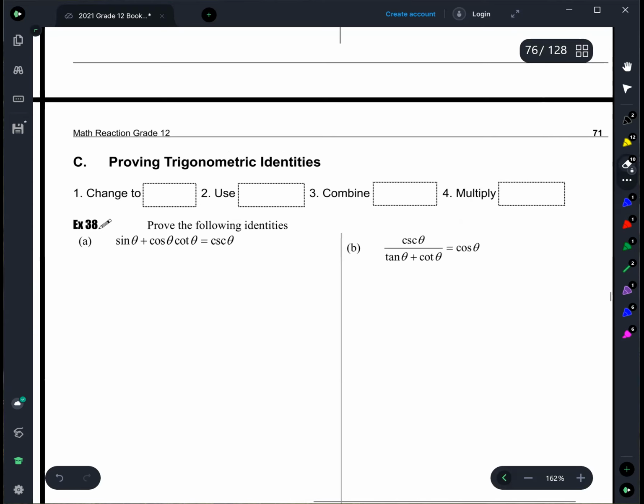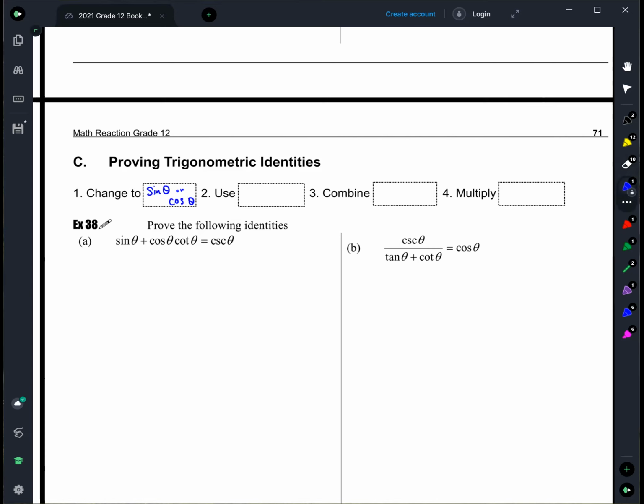On the top, you see 4 blanks, right? Number 1, change to something. Number 2, number 3, number 4. It's not in particular order, so you don't have to always go number 1 and then 2 and then 3. But most of the time, you do number 1 first. Number 1 is called change to sine or cosine.